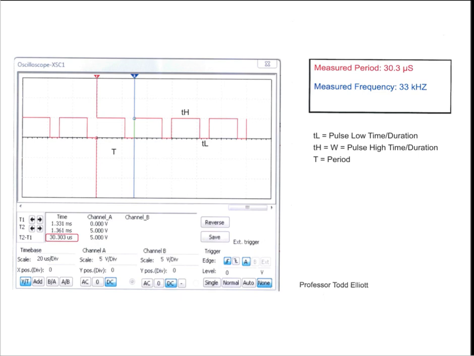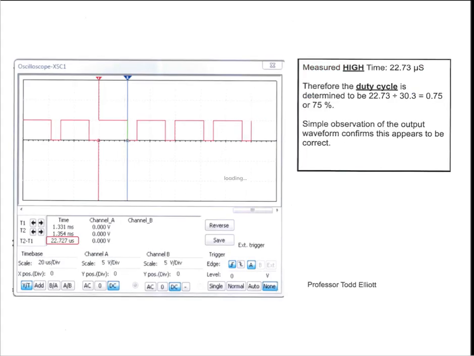So in this case, the output frequency is 33 kilohertz. Here I'm just using the cursors to measure the high time and the low time, and then calculate the duty cycle. So this is the period, this is the high time, which is just this bit in here, and it's 75%, which if you look at it, appears about correct.